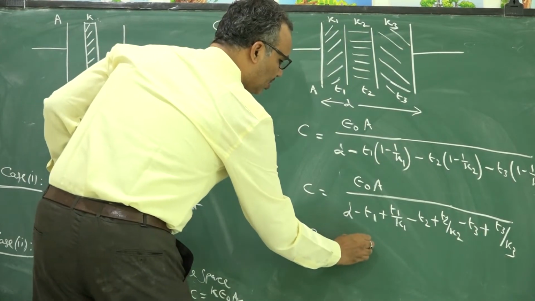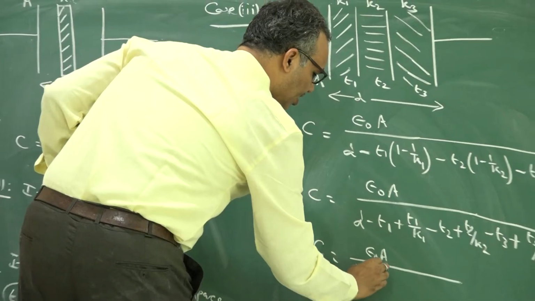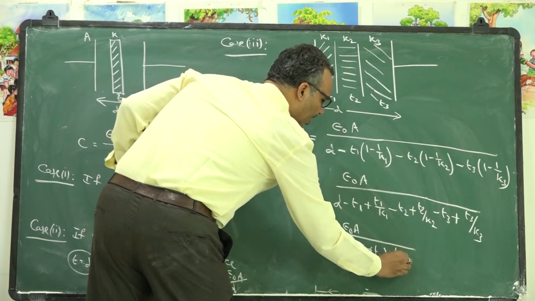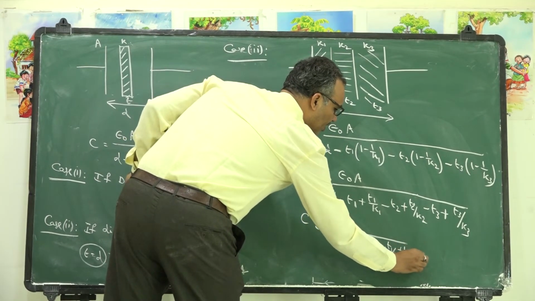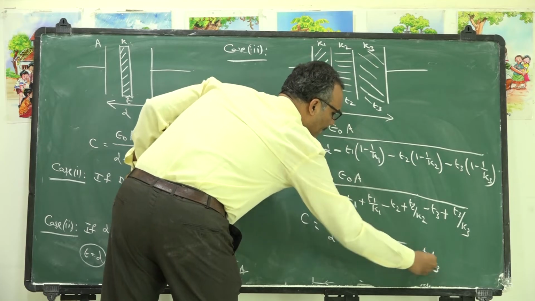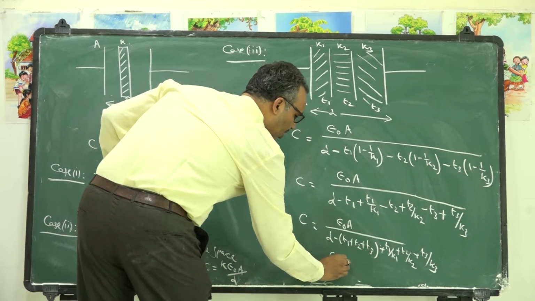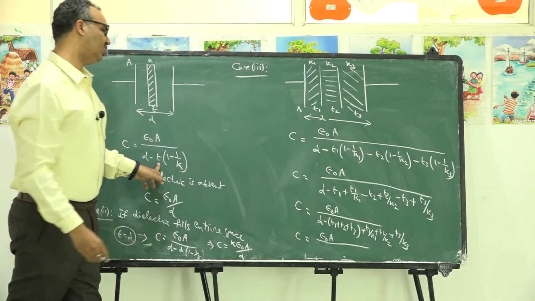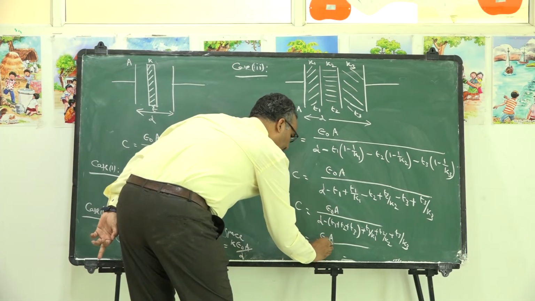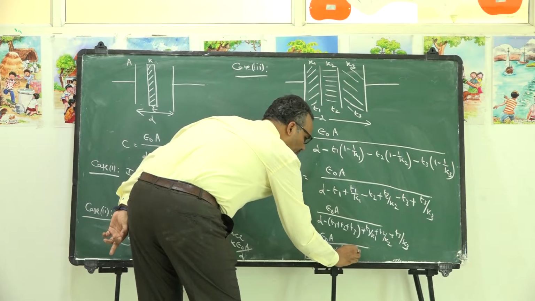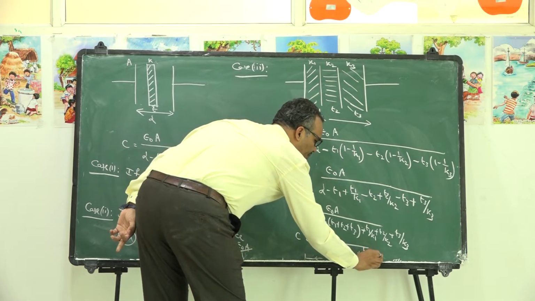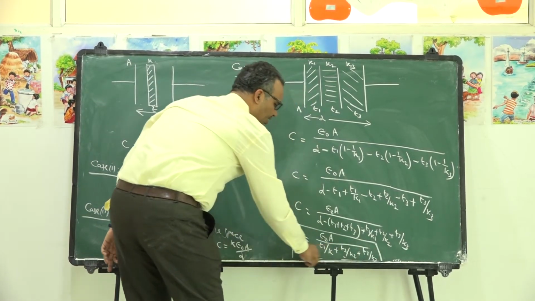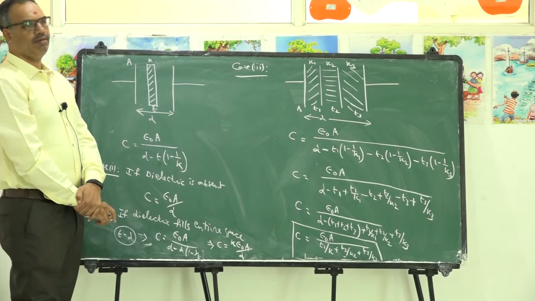Then C = ε₀A / (D − (T1 + T2 + T3) + T1/K1 + T2/K2 + T3/K3). T1 + T2 + T3 is nothing but D, since the entire space is filled, so these two get cancelled. So C = ε₀A / (T1/K1 + T2/K2 + T3/K3). This is the formula when the entire space between the plates of a capacitor is filled with 3 different dielectric slabs.